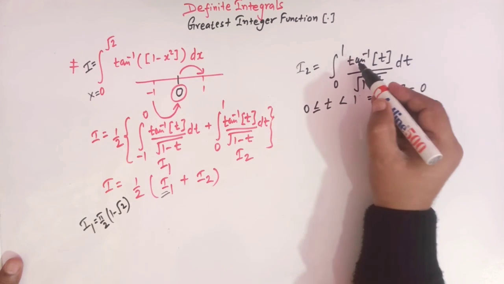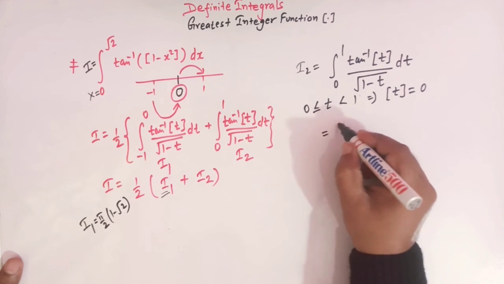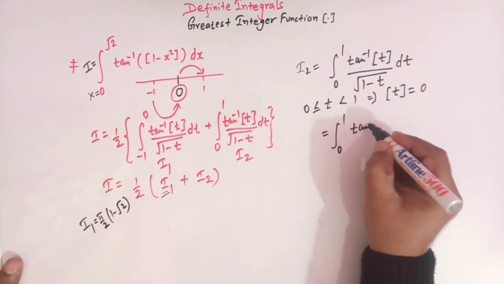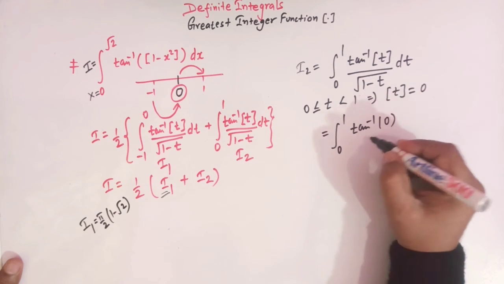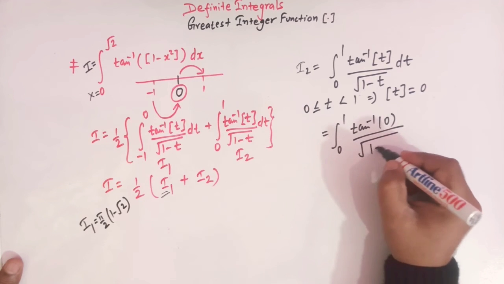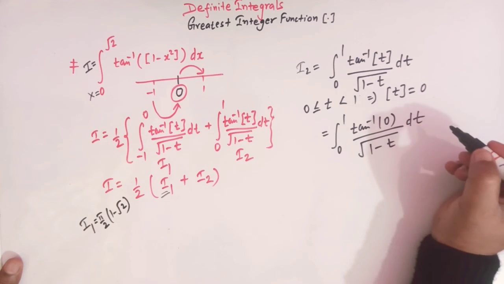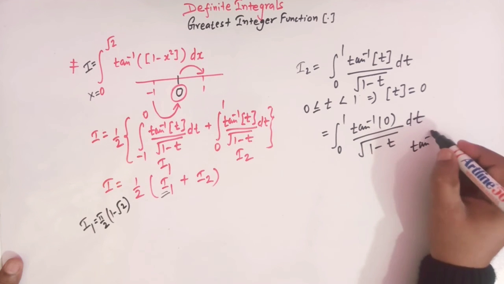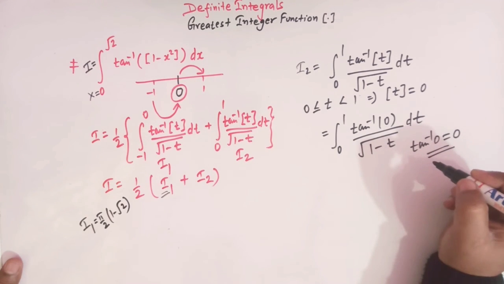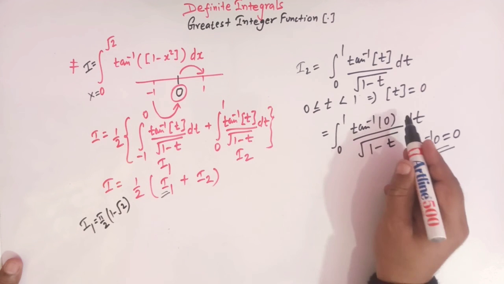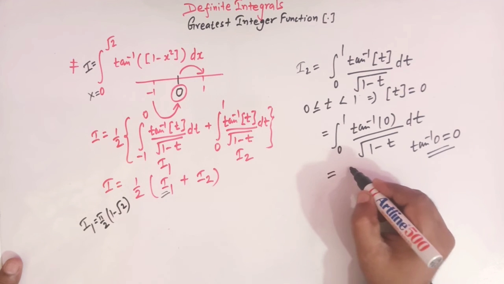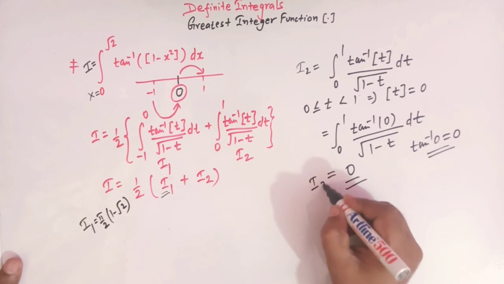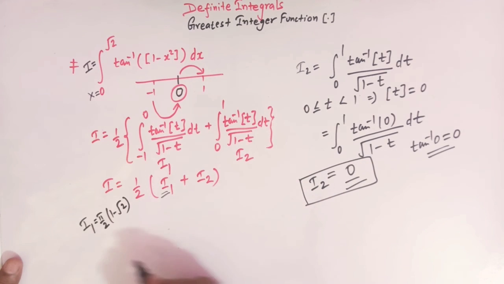So it means we have tan inverse of 0, for greatest integer of t we can write 0, right? So here we have 0, and here we have square root of 1 minus t and dt, right? And see, tan inverse of 0 is equal to 0, right? So the integral here disappears, or the value of this integral becomes 0, right? So I2 is equal to 0, and I1 is given by this expression, right?